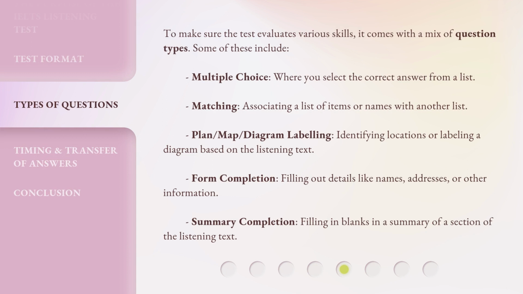To make sure the test evaluates various skills, it comes with a mix of question types. Some of these include multiple choice, where you select the correct answer from a list; matching, associating a list of items or names with another list; plan, map, diagram labeling, identifying locations or labeling a diagram based on the listening text; form completion, filling out details like names, addresses, or other information; summary completion, filling in blanks in a summary of a section of the listening text.